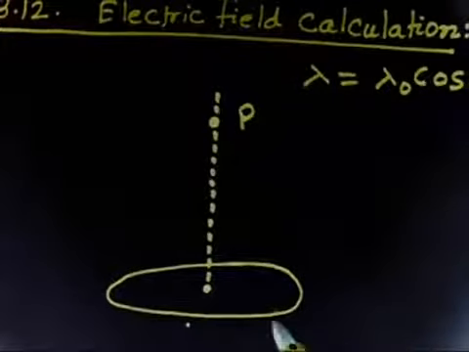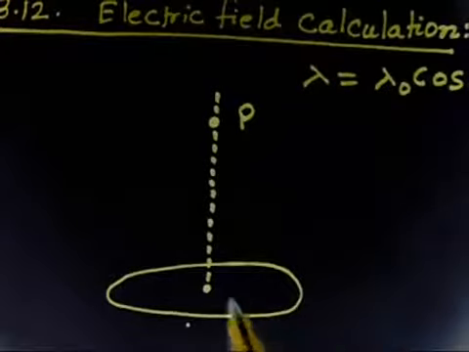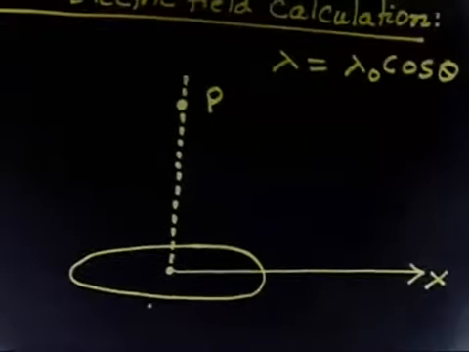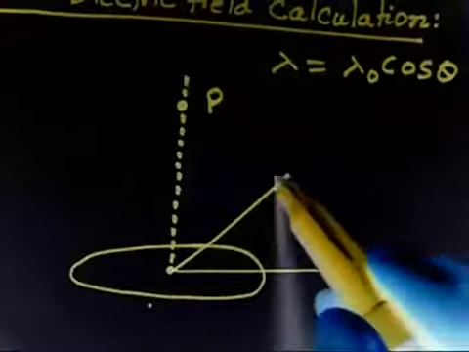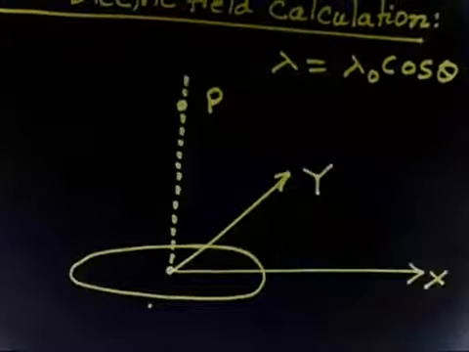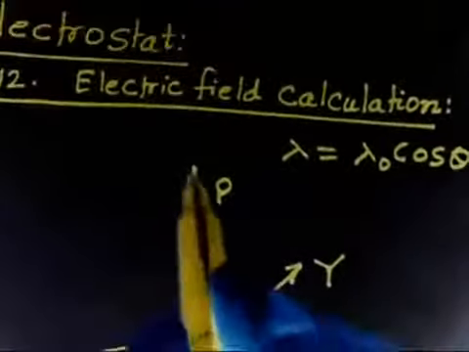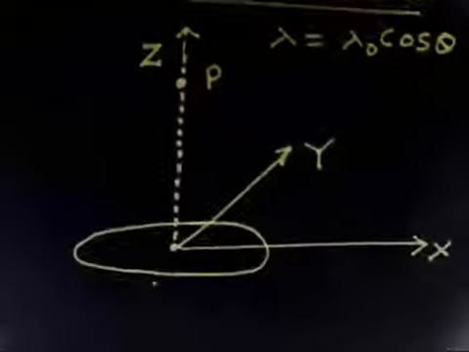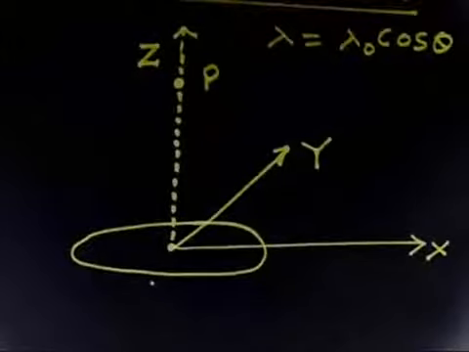So let us do this one first. I have set my x-axis in this direction, and let us say this is my y-axis, and this is my z-axis. So this side I have the z-axis. What we have to do is find the electric field at point P.